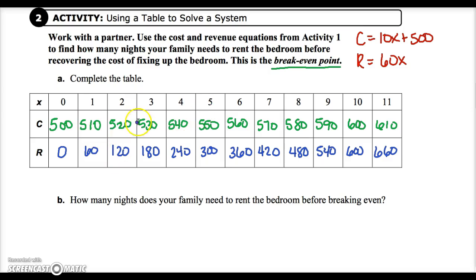So if you're looking at the table, you're going to find the point where the two costs match up. And that's right here. After 10 nights, they have spent $600 to keep this place running, but now they've made $600. So they've made that up. Anything after 10 nights will be pure profit for them.